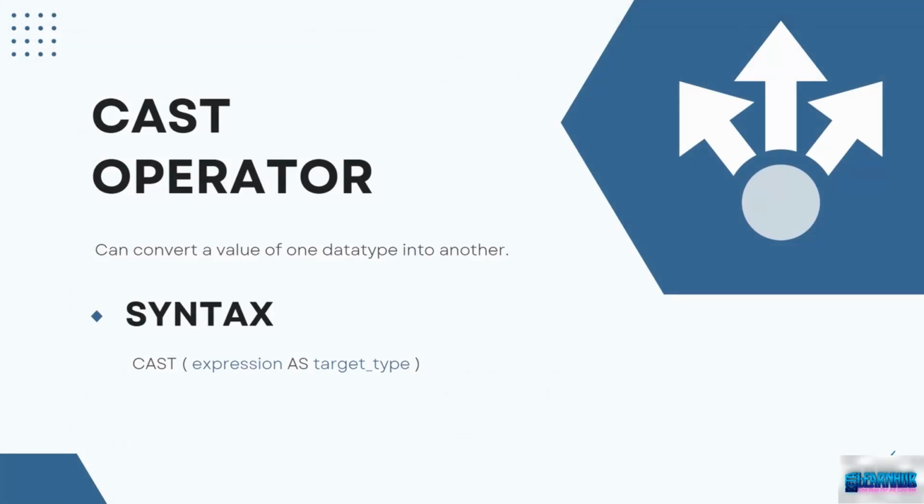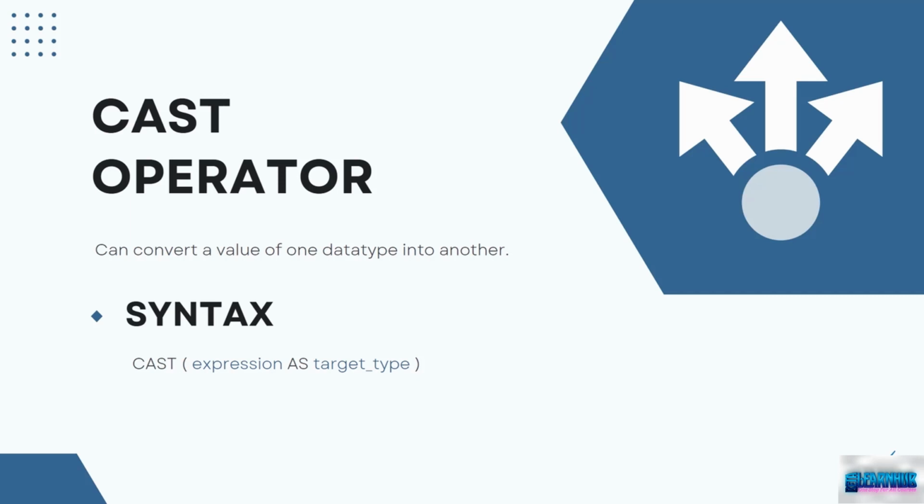The second way of converting data types is by using the cast operator. It can convert a value of one data type into another. So we are not just limited to one specific data type when using this operator. Its syntax: cast, open brackets, expression, as, target_type, close brackets. In this syntax, expression can be a field, constant, or an expression that contains a value, while target type is the target data type to which you want to convert the results of the expression.